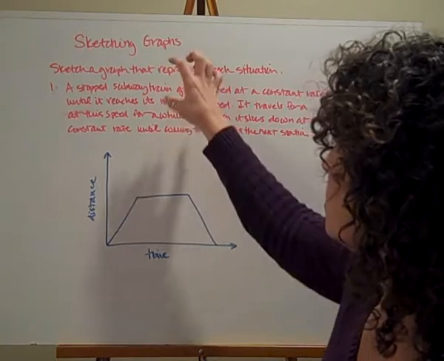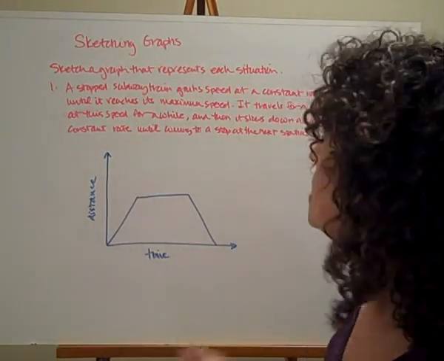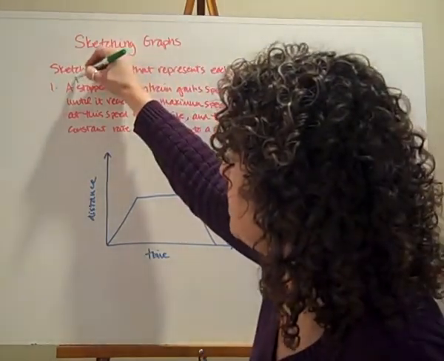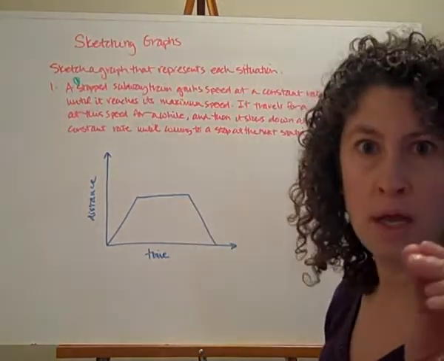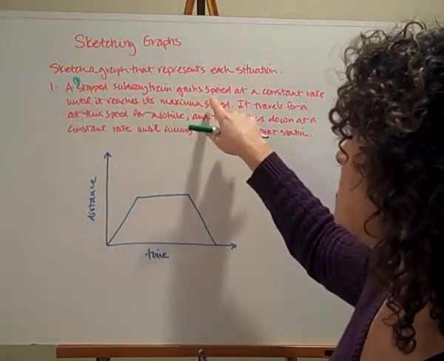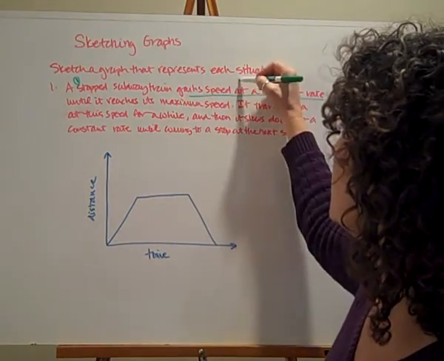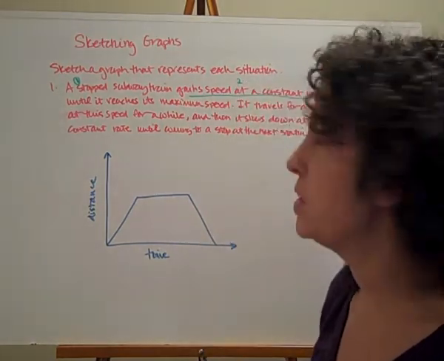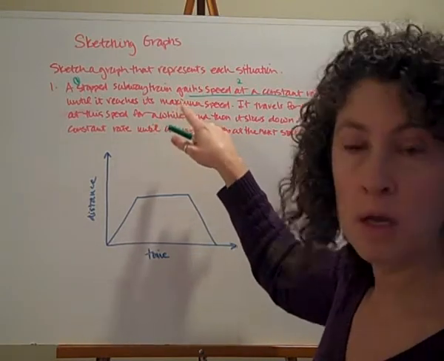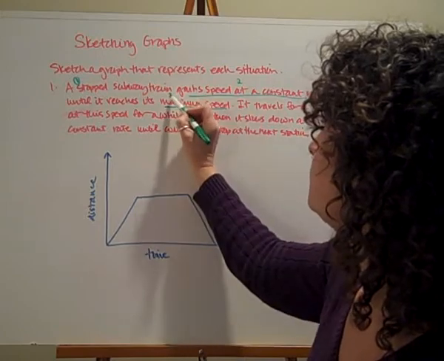So what I'm going to do here is take this story and break it down into the parts. So a stopped subway train. First of all, it's stopped. So this is my first hint as to what's going on. So we've got a stopped subway train, gains speed. Here we have it gaining speed at a constant rate. So this is my second thing that happened. It's gaining speed at a constant rate until it reaches its maximum speed. So this is the top of where we end up here.